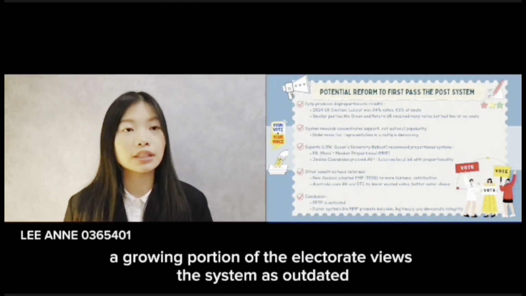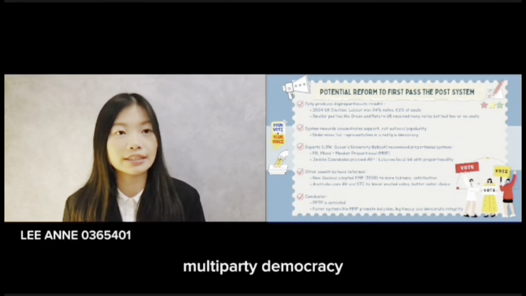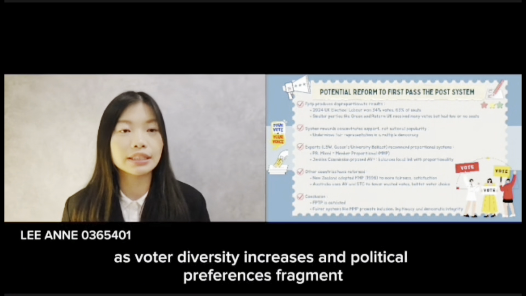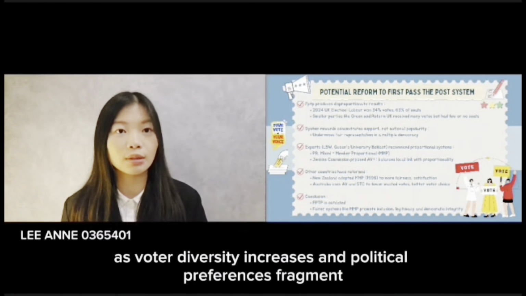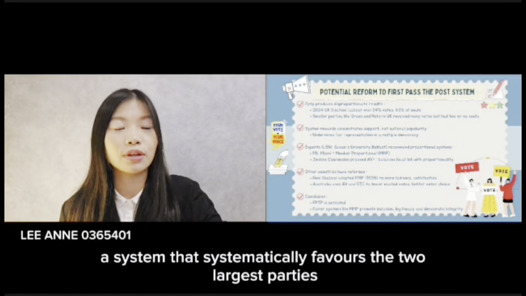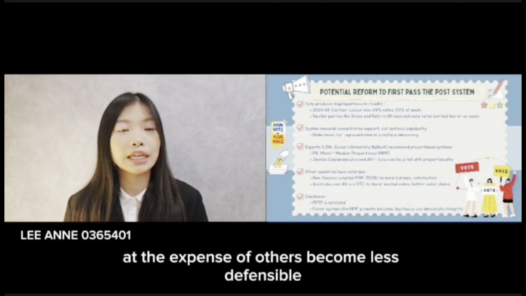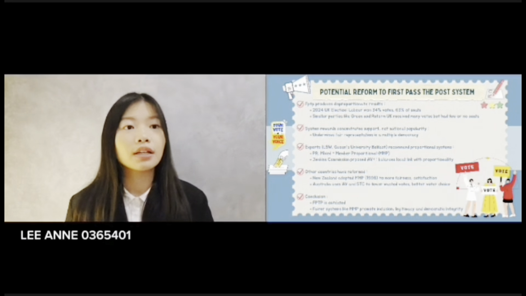A growing portion of the electorate views the system as outdated and ill-suited to a modern multi-party democracy. As voter diversity increases and political preferences fragment, a system that systematically favors the two largest parties at the expense of others becomes less defensible.